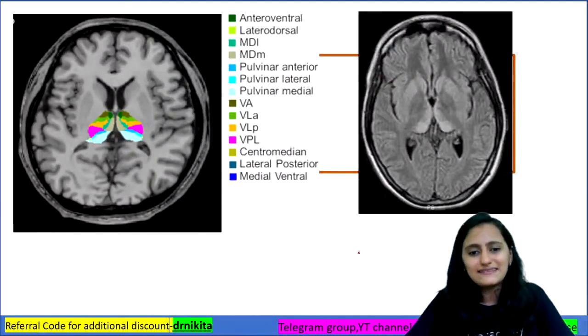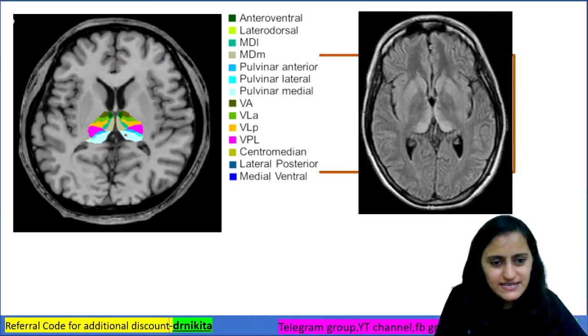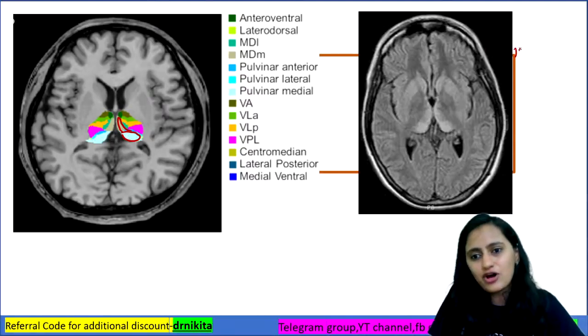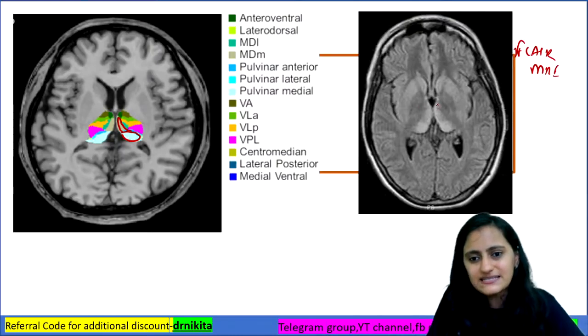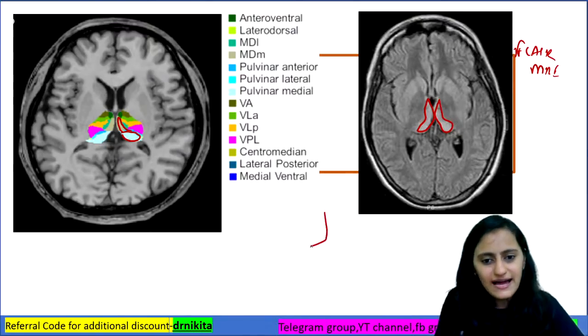Now, this again is from the radiologist's point of view. We have already discussed that this nucleus here is your pulvinar, this is your dorsomedial nucleus, and this is your FLAIR MRI image. Can you see some hyperintensity in the FLAIR MRI image like this? There is this abnormal signal affecting the dorsomedial nucleus and the pulvinar. What sign is it called?